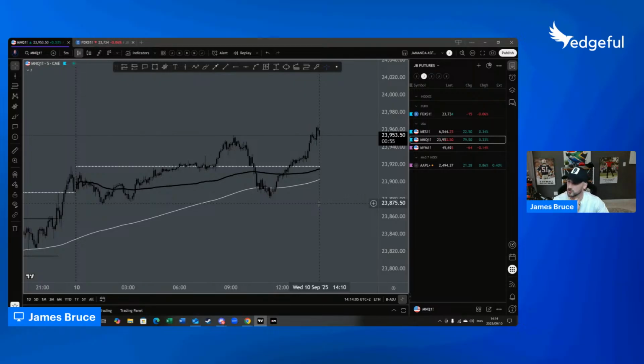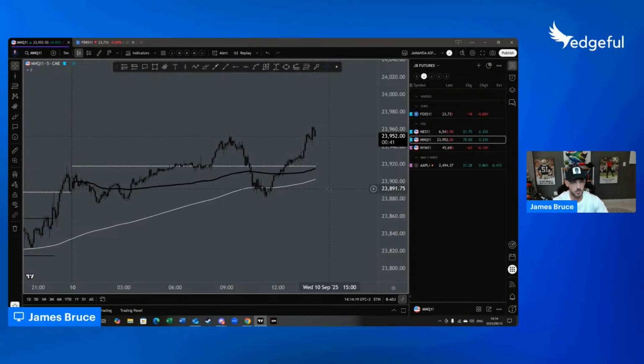I use the ORB with the New York session view. Obviously, if I'm trading the DAX and London session, it would be the ORB with the London session view, right? Opening range for the London session. Okay, so you get the point.